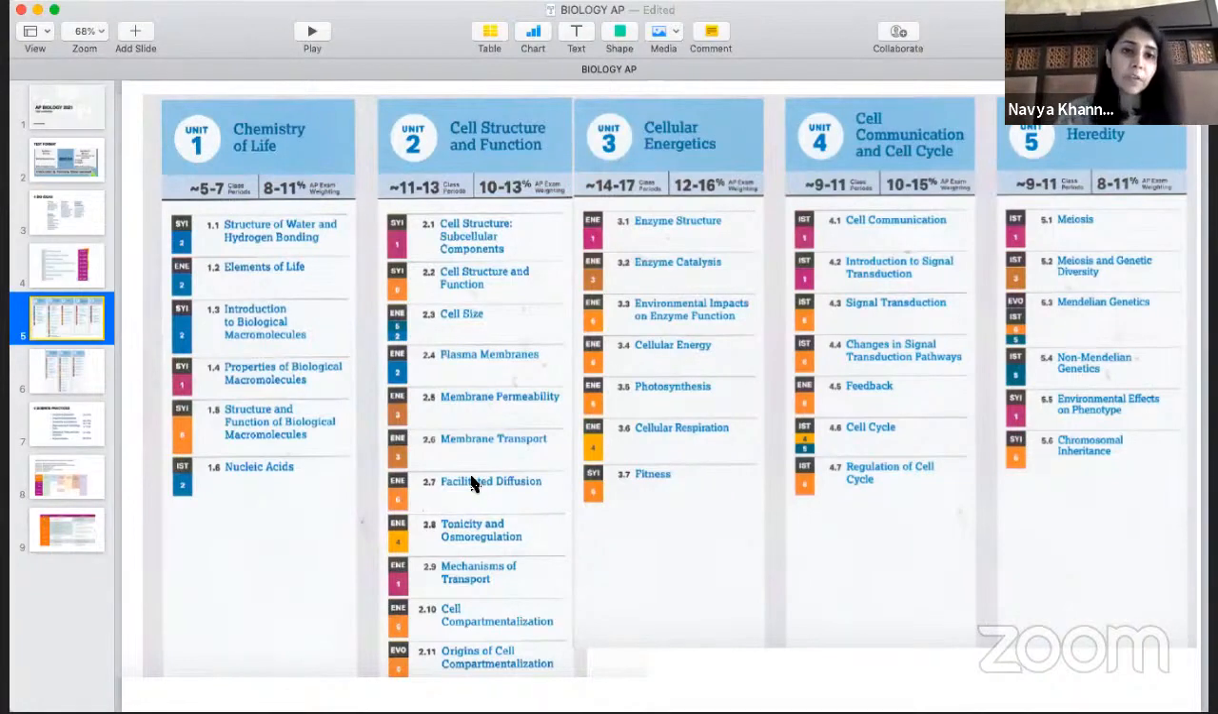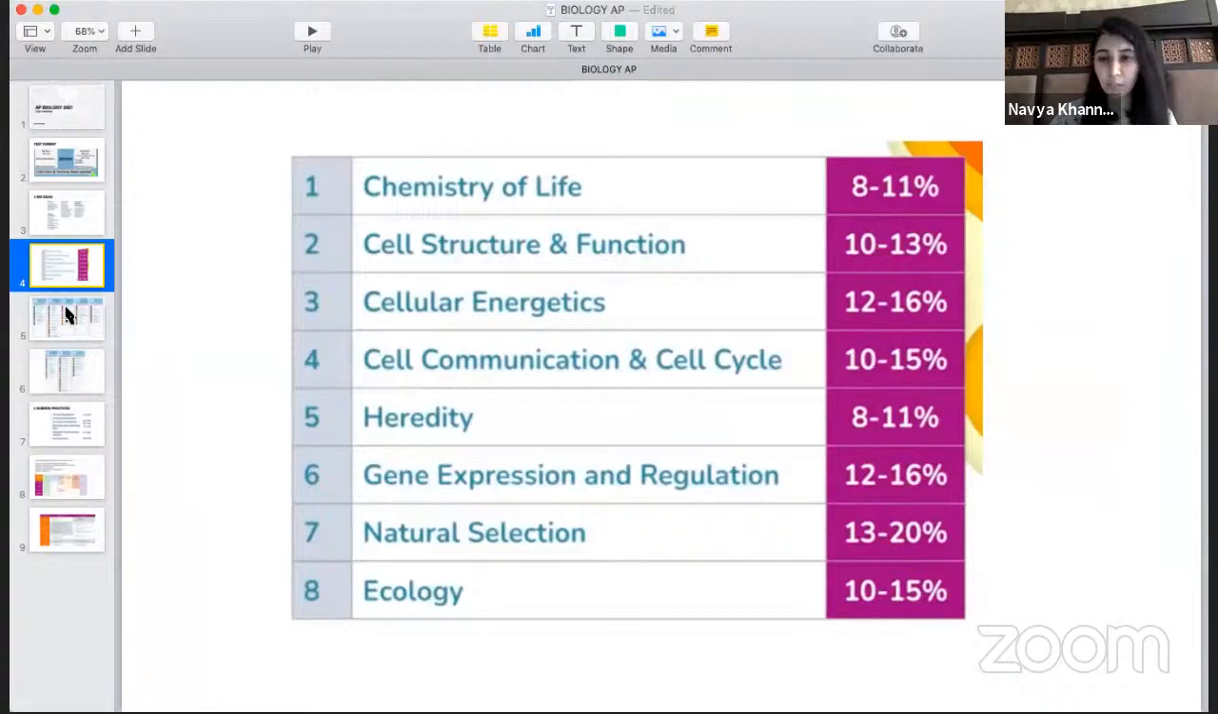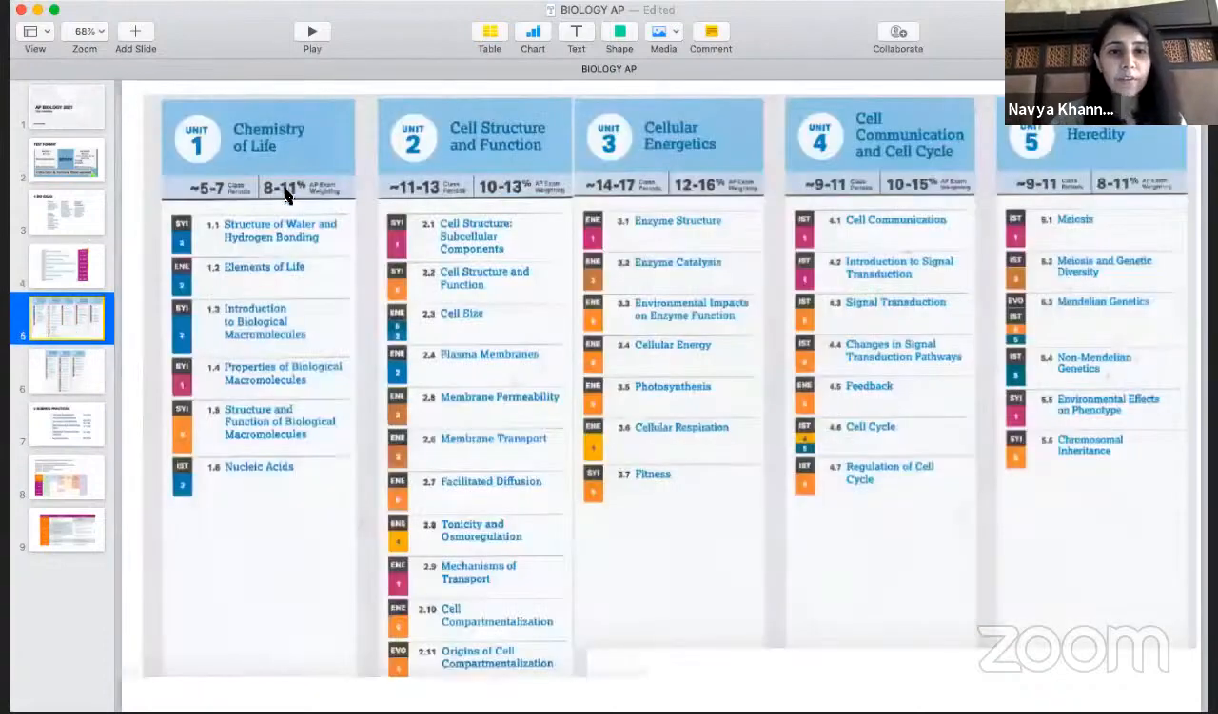Yeah. Okay, so talking about chemistry of life, that's the first unit, and it has about, let's go back, it has about 8 to 11% weightage, right? Here, and they've also given it to you here, right? 8 to 11%. Structure of water and hydrogen bonding. Again, these are high level topics that you need to cover, right? Elements of life, introduction to macromolecules, properties of macromolecules, structures and functions of it, and nucleic acids, right? So that's just a high level of what you need to cover in chemistry of life.